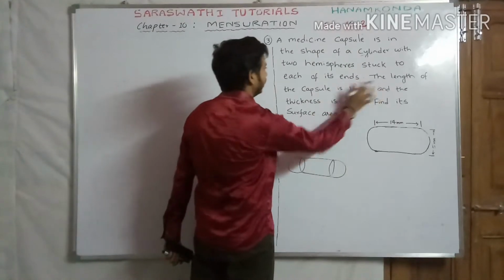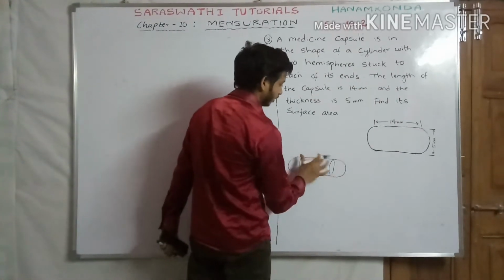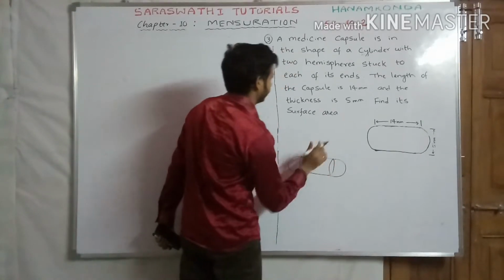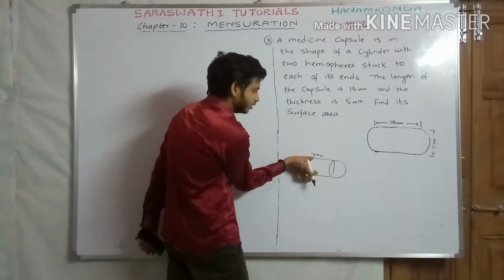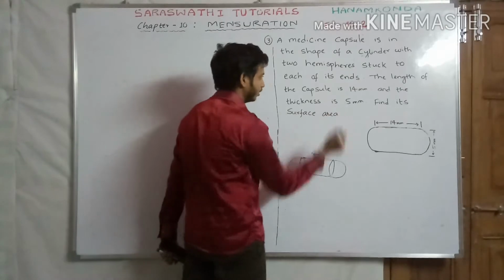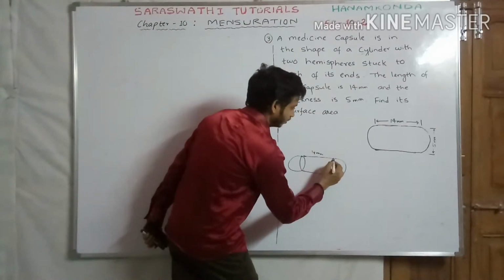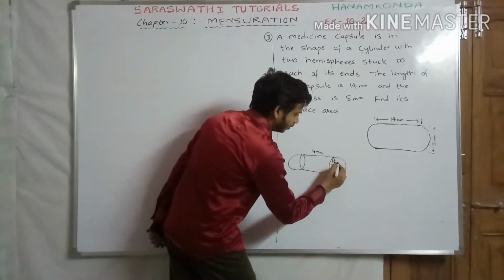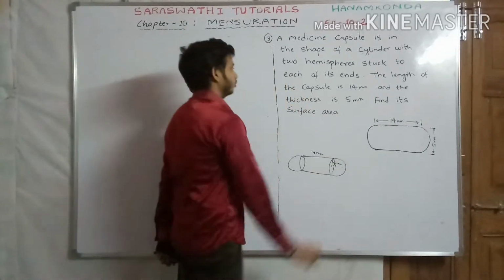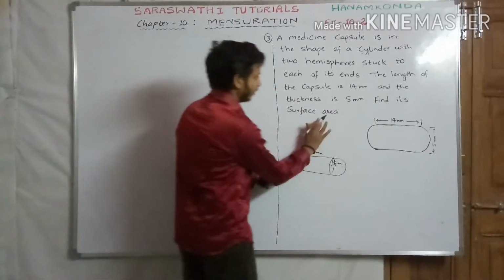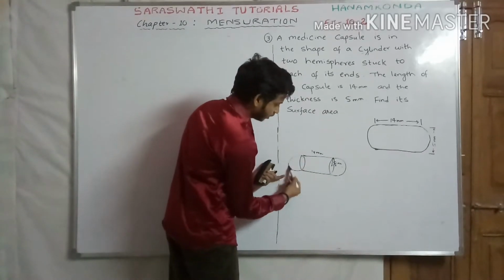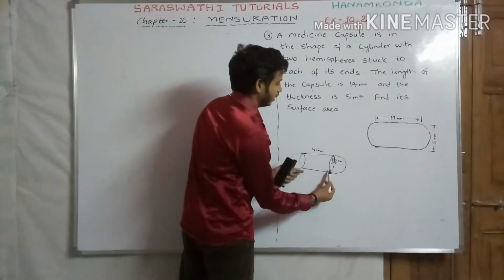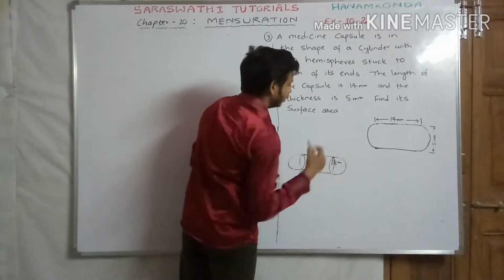Okay, so the length of the capsule is 14 mm. The thickness, that means the diameter of the capsule, is 5 mm. So the diameter is 5 mm. That means the radius of the capsule will be 5/2 mm. Okay, so find the surface area. In order to find the surface area, we have to add the curved surface area of this hemisphere and the curved surface area of the cylinder plus again the curved surface area of the hemisphere.